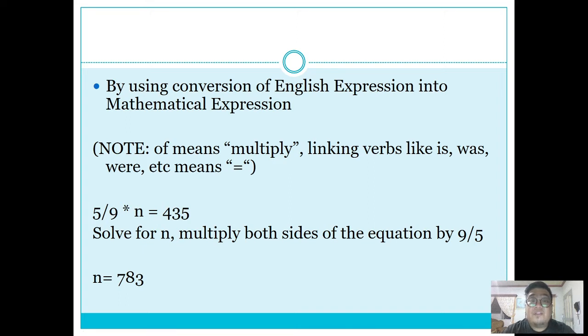Kaya, 5 over 9 of a number is, yung ibig sabihin ng "is", it's a verb. No, is 435. Okay? So, to solve for n ngayon, i-multiply natin both sides of the equation by 9 over 5. Bakit 9 over 5? 9 over 5 kasi kailangan itong left side of the equation, masolo niya yung n. May 5 over 9 dito. Para mawala po yung 5 over 9, i-multiply natin siya ng 9 over 5. Magka-cancel na siya noon. Kaya lang, dapat kung nag-multiply tayo ng 9 over 5 sa left side, ganoon din gagawin natin sa right side.